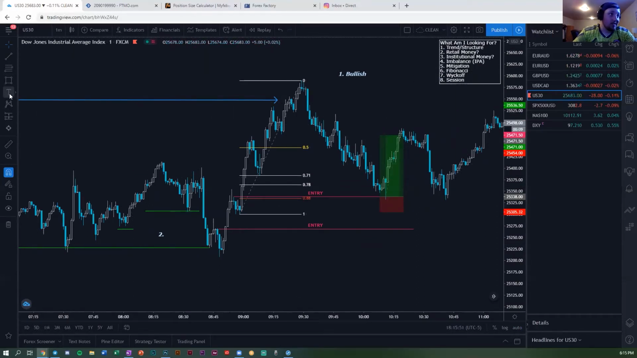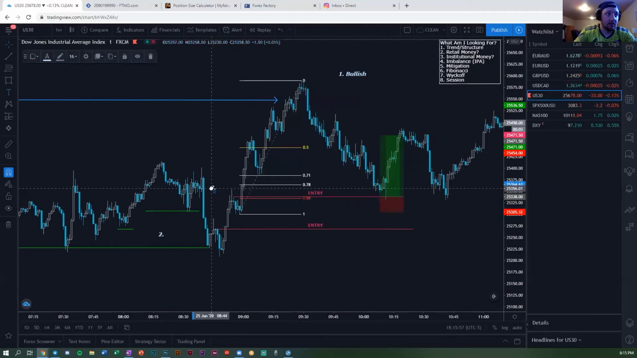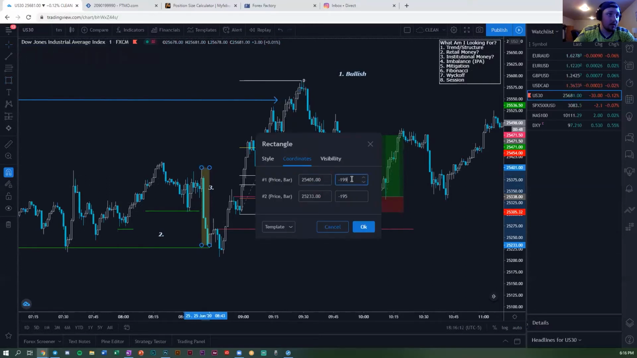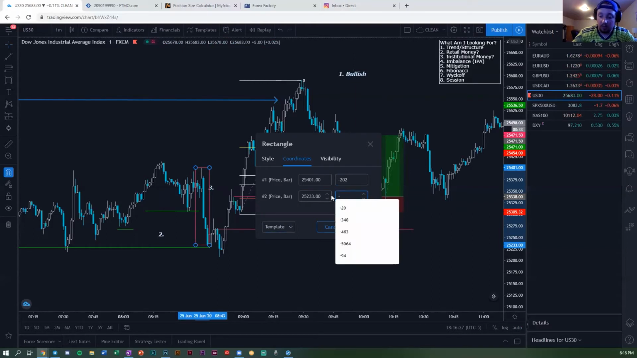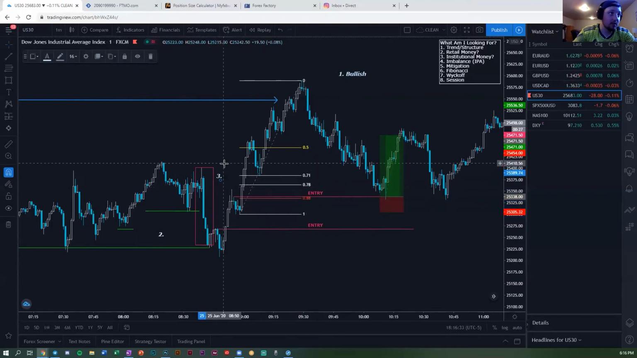Institutional. Where are the institutions coming in? Obviously, number 3. We already identified our institutional move. So there we go. Institutional move right there. This whole thing, I will mark it up how I usually mark it up. All the way down to there, stick that wick. We'll go to 202, just to spread it out there for a little bit, and we'll move that as institutional candle, and we'll go to 193 just to get a little bit more space there. So yeah, there's our institutional move. We have 3 marked up.